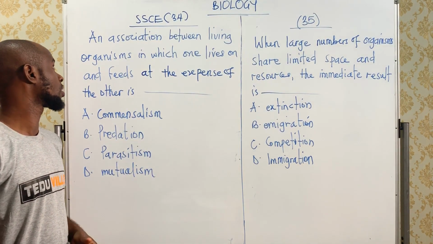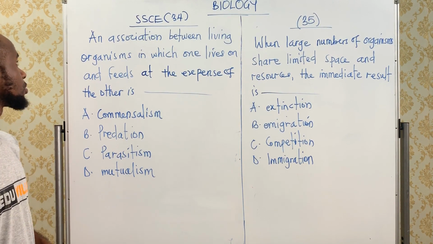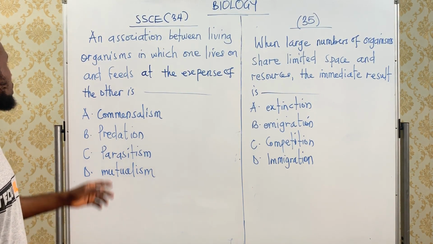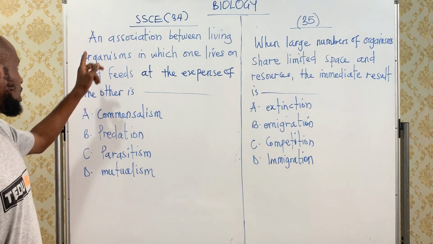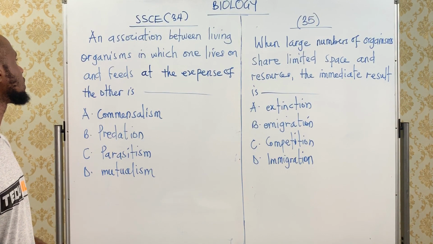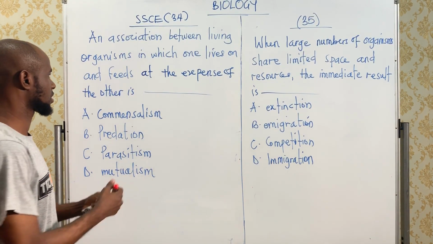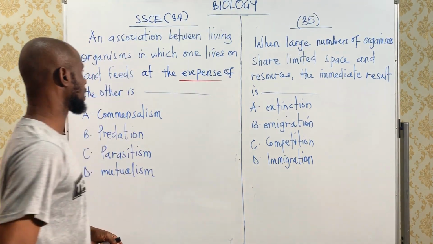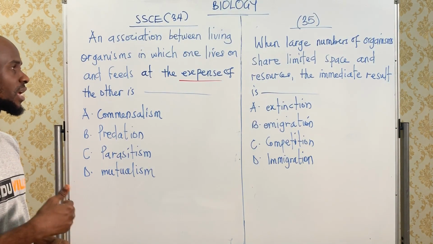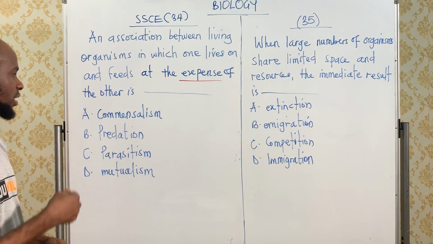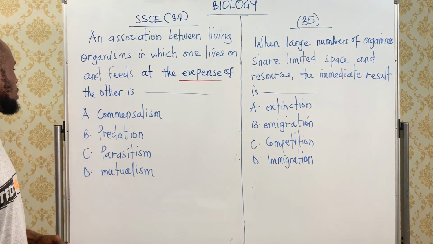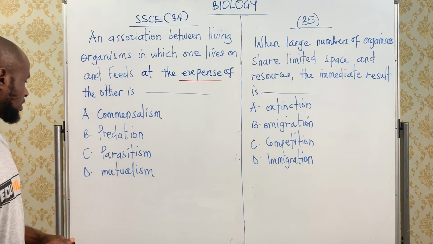We'll continue our question and solution to 2018 SSE. Now we have question 34. An association between living organisms in which one lives and feeds at the expense. So the keyword here should be expense of the other. So when one lives and feeds at the expense of the other, that is, one will gain and the other is going to be harmed. Okay? And that is the parasitic association.